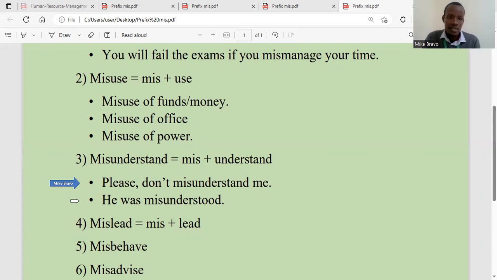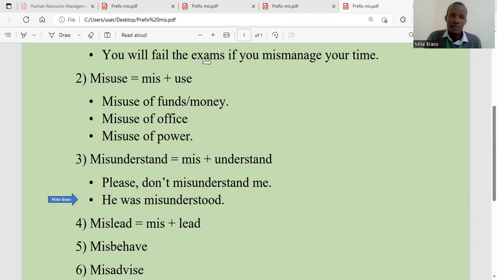Then we have this other sentence which says he was misunderstood. This means that this person said something, but people understood him in a wrong way. What people are saying is actually not what he meant, not what he meant to say. So he was misunderstood. They understood him in a wrong way.